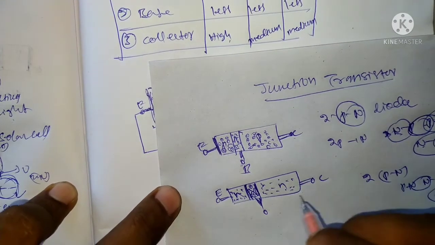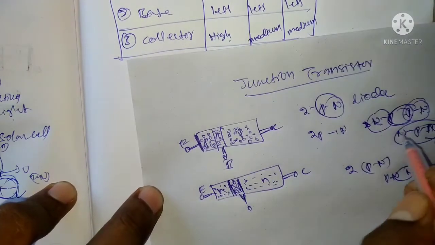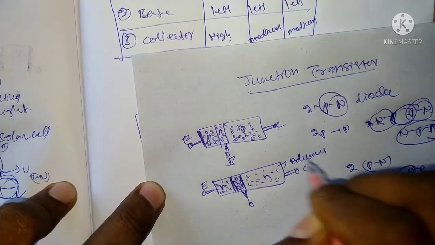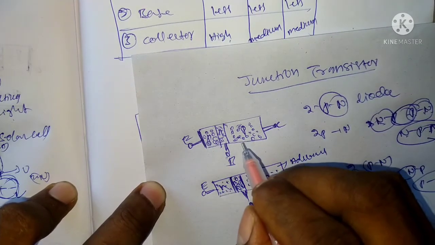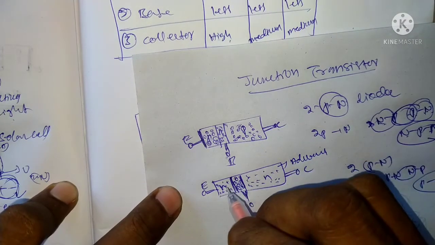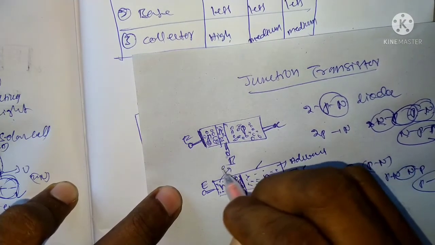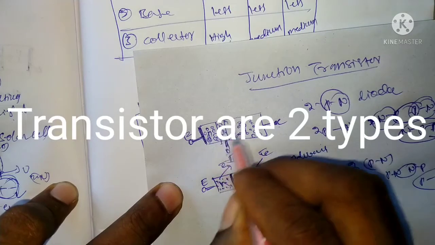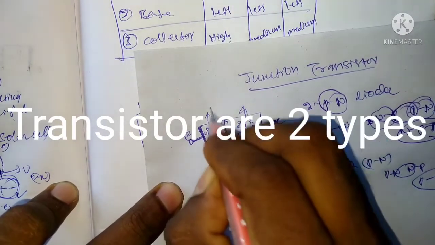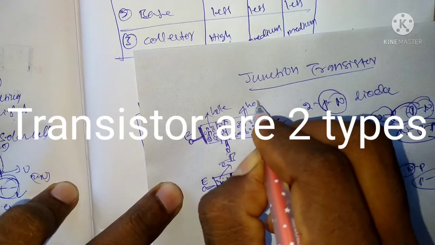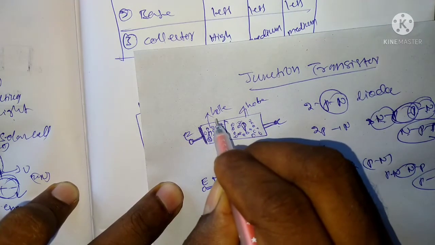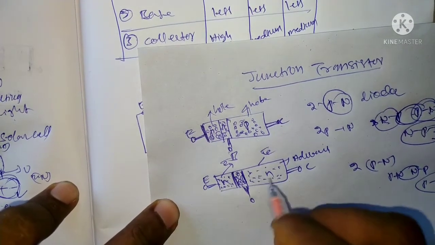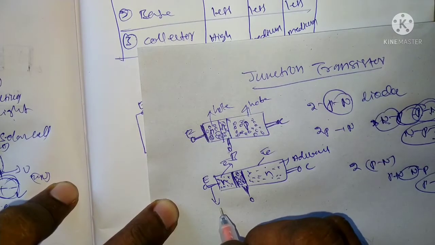Now, the NPN transistor has more advantages compared to the PNP transistor, because in the NPN transistor the number of charge carriers is electrons, whereas in the case of the PNP transistor the charge carriers are holes. That is why it gets more advantages compared to the PNP transistor.